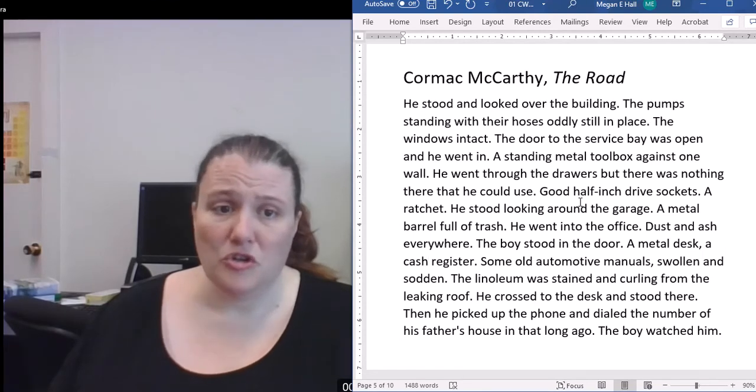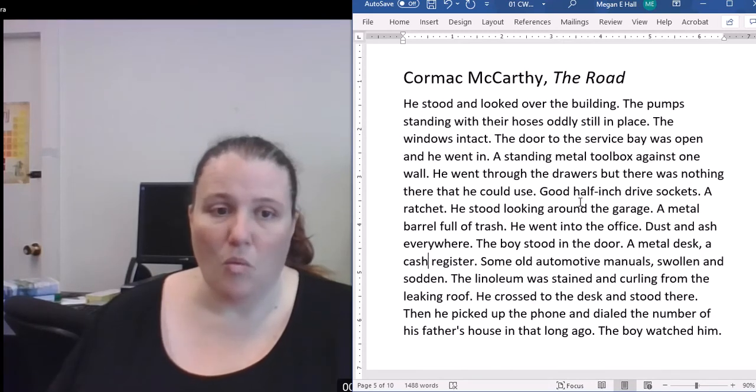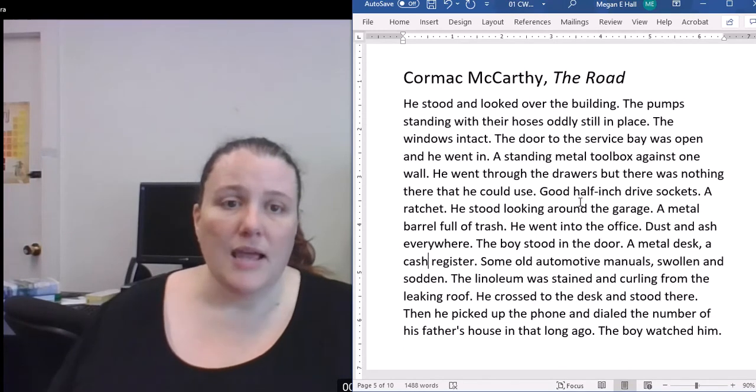The boy stood in the door. A metal desk, a cash register, some old automotive manuals swollen and sodden. The linoleum was stained and curling from the leaking roof. He crossed to the desk and stood there. Then he picked up the phone and dialed the number of his father's house in that long ago. The boy watched him.